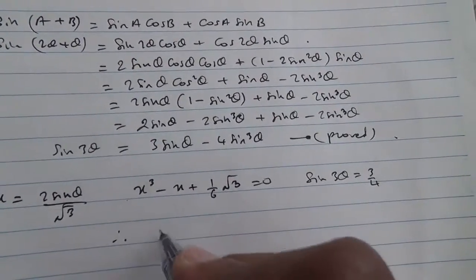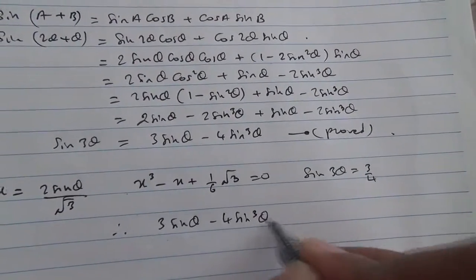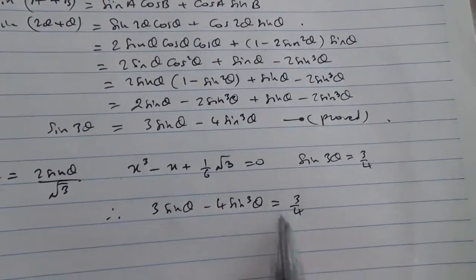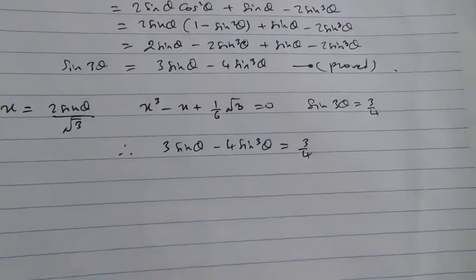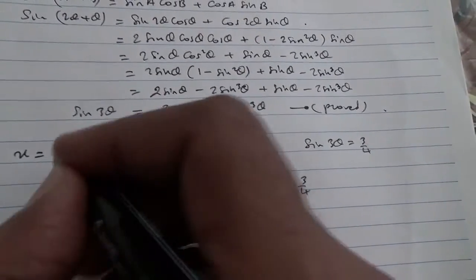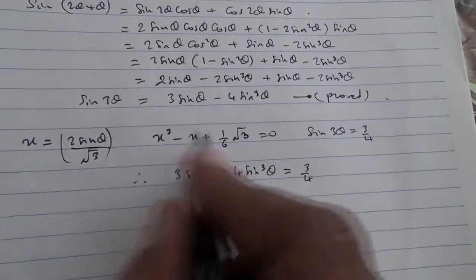Therefore, what can we say? 3 sine theta minus 4 sine cubed theta is equal to 3/4. So we're going to have to prove that it is equal to 3/4. So let's do it. Now, how are we going to do this? This is x cubed and this is x. x is 2 sine theta over root 3, so take this and substitute there.